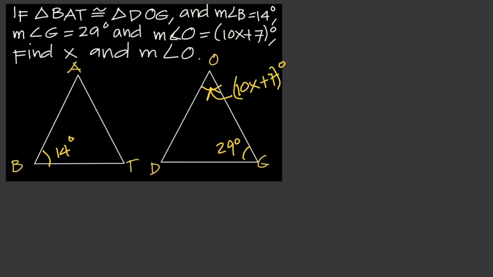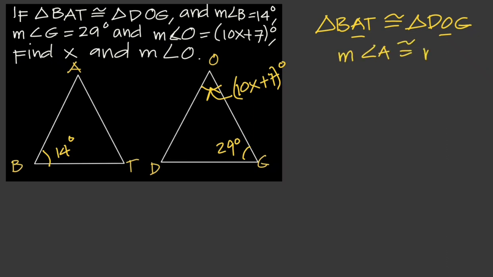So how are we gonna solve this? We're given that triangle BAT is congruent to triangle DOG. Congruent triangles have congruent parts. So that means angle A, the middle angle in BAT, is congruent to angle O. So we can say the measure of angle A is congruent to the measure of angle O.